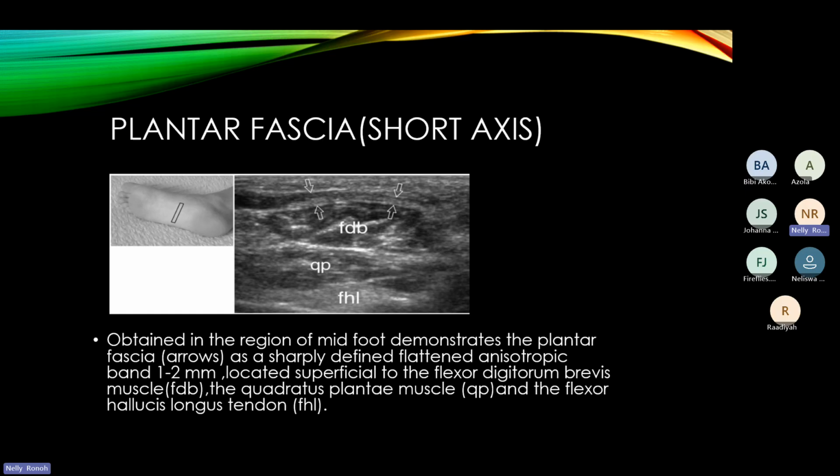You can see these small arrows, where the arrows are. They are actually demarcating where the plantar fascia is on transverse. But above it here is the skin and the subcutaneous tissue. Below the plantar fascia is where we get all the muscles. These are muscles, all of them: the flexor digitorum brevis, the quadratus plantae, and the flexor hallucis longus, all of them are muscles.